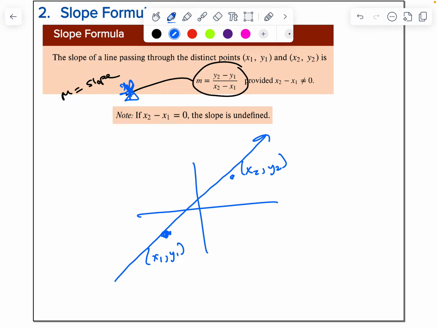Now, the note here says that because the denominator can't be 0, we can't divide by 0. If x2 minus x1 is 0, then our slope is undefined. If the x values are the same, then our slope is undefined. We'll see some examples of that later.